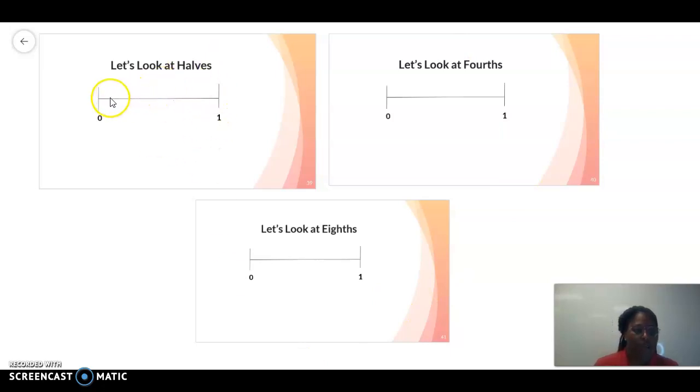So from 0 to 1, I want to find the midway point, which would be our benchmark fraction of 1/2. So I am going to plot it here. And so both sides represent 1/2. This represents a half, and this side represents a half. So from 0 to 1/2 is half of my number line, half of my whole, which represents 1. From 1/2 to 1, here to here, represents another half of my number line, okay?